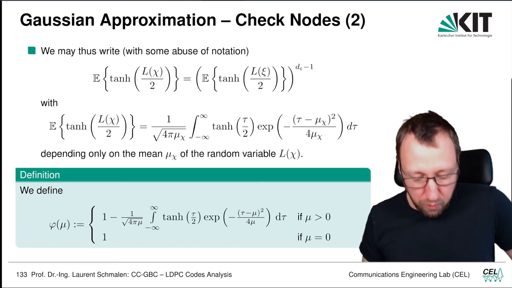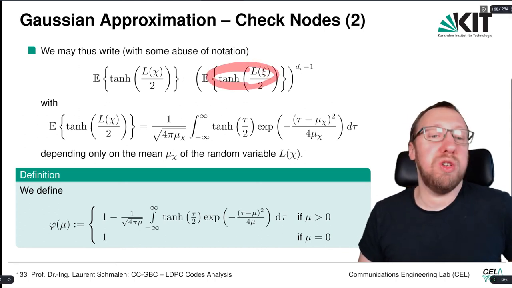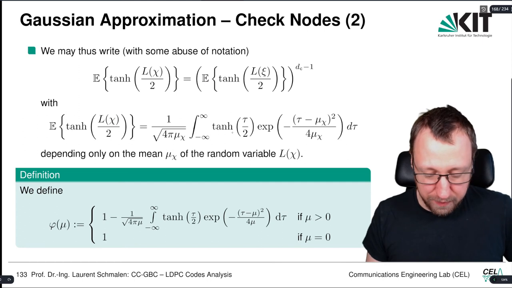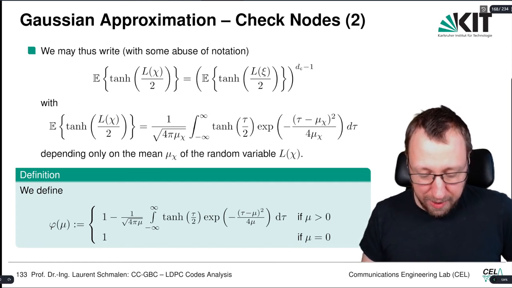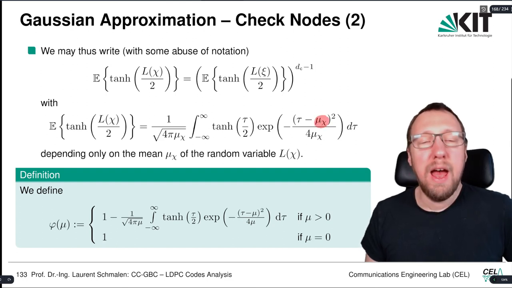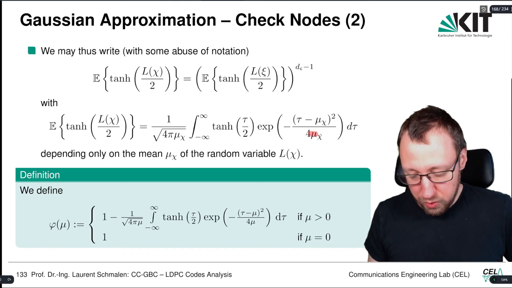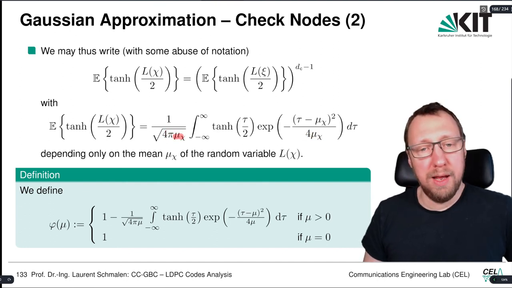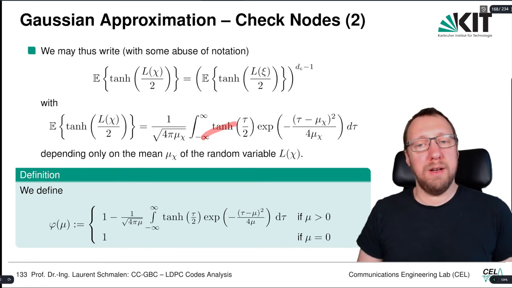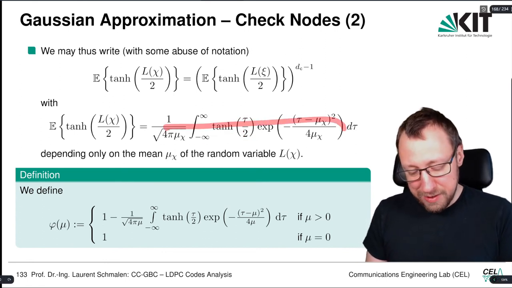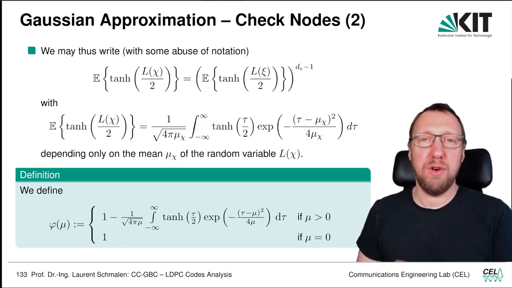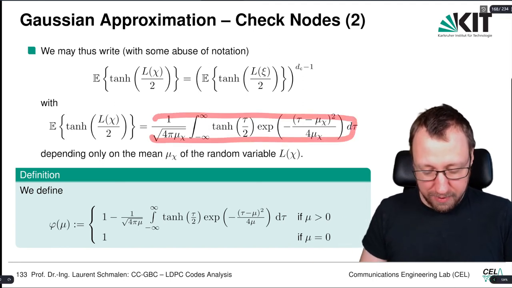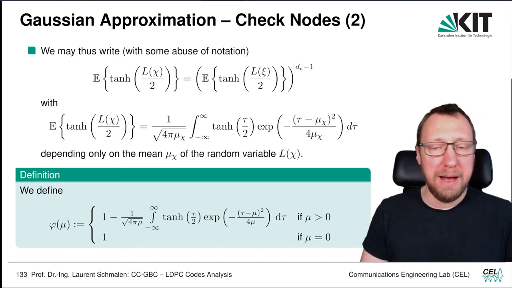Okay. So what is this expectation now? We just calculate it. The expectation of the hyperbolic tangent of L chi divided by 2 is just the integral of the Gaussian PDF with mean mu chi and variance 2 times mu chi. So instead of 2 times sigma chi squared, we insert mu, so it's 4 mu chi here, and also 4 times mu chi here. We multiply with the hyperbolic tangent of tau divided by 2. Can we solve this integral? No, unfortunately not. There is no known way to solve this integral, and we have to resort again to a numerical method.